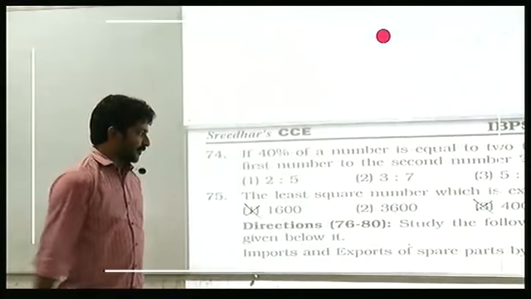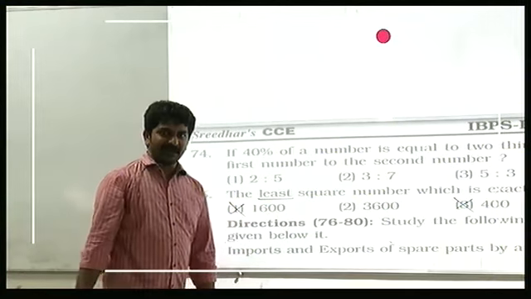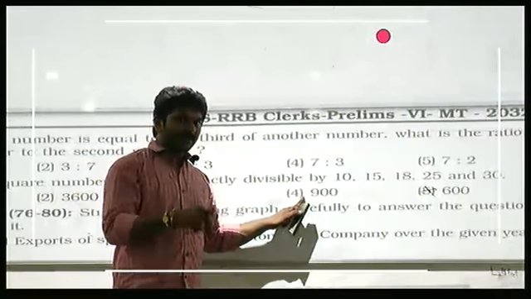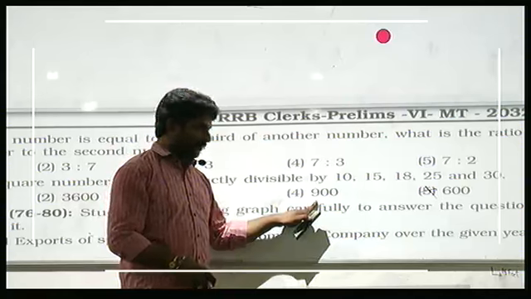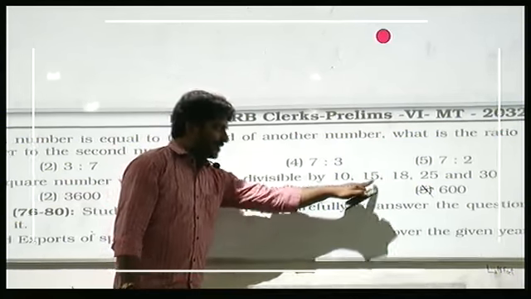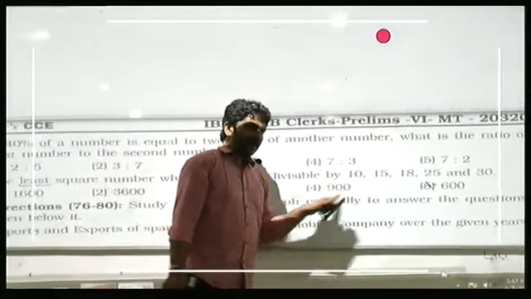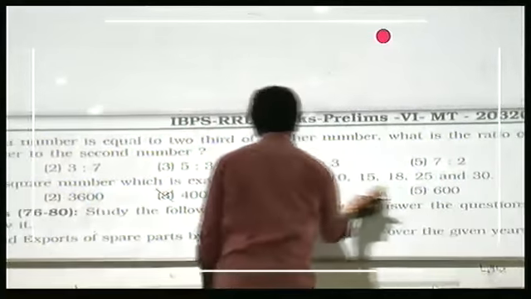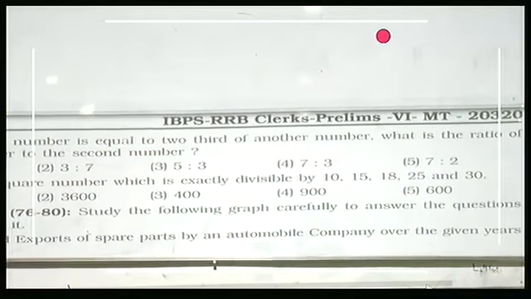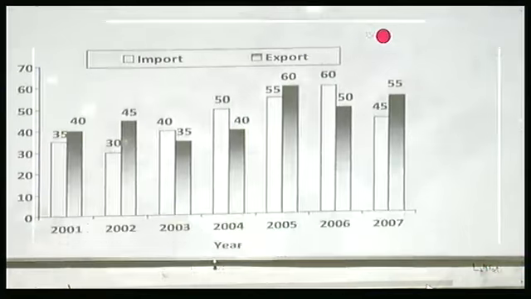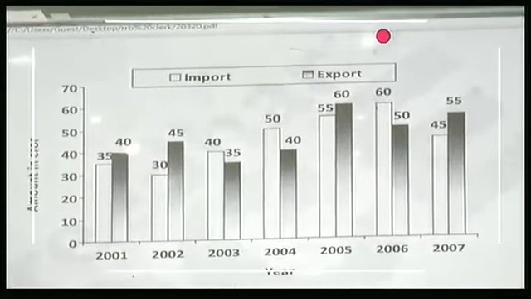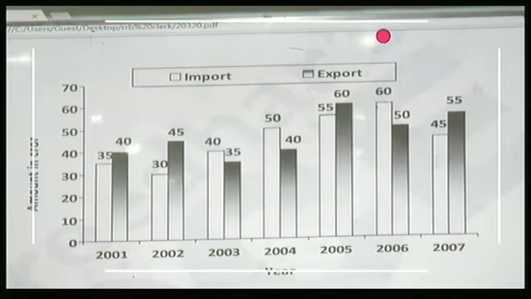So you have two options. And you are asked about the least square. This is 3600 and this is 900. Both are squares. As you are asked about the least number, let's concentrate on this number. Is it a multiple of 10? Is it a multiple of 15? 18 multiple? 25 multiple? 30 multiple? Right answer. Next.